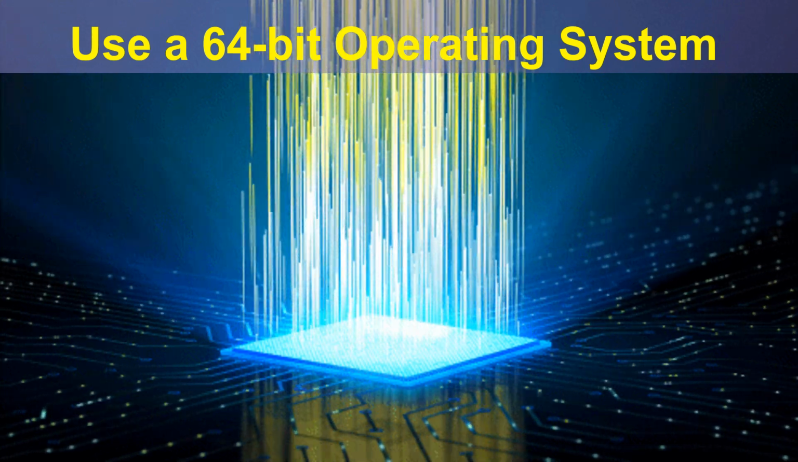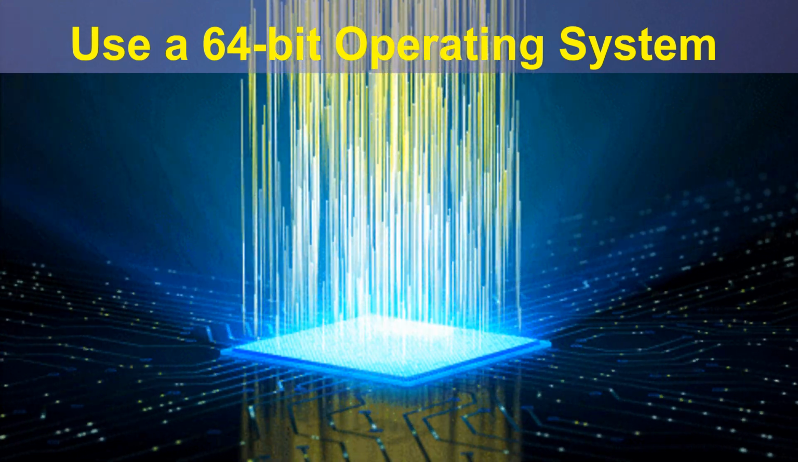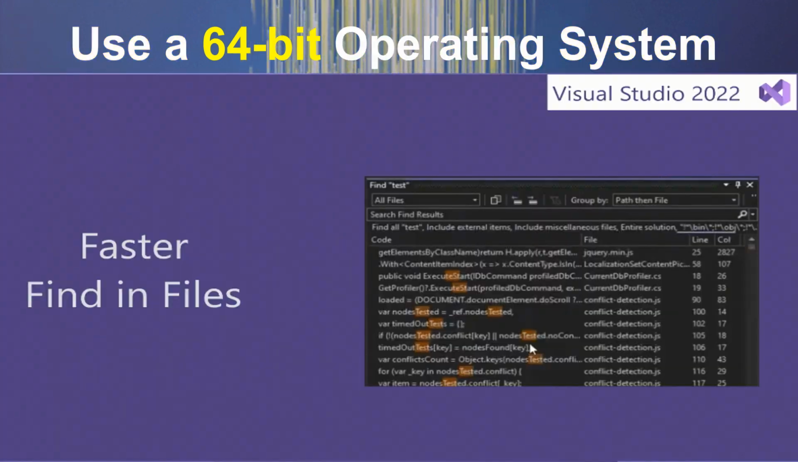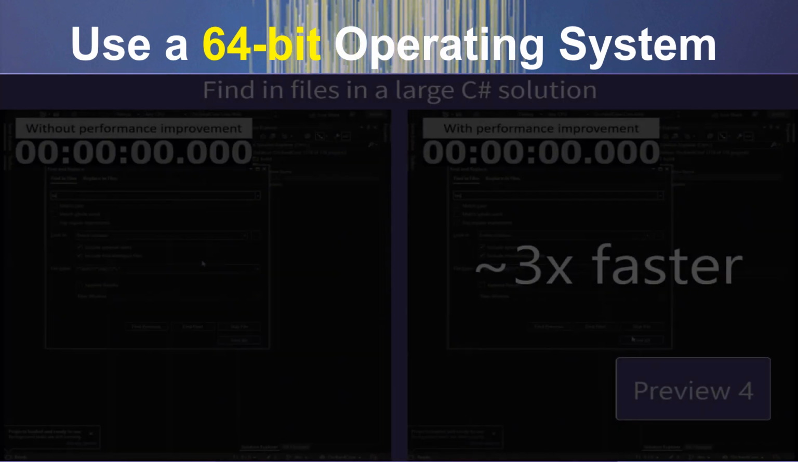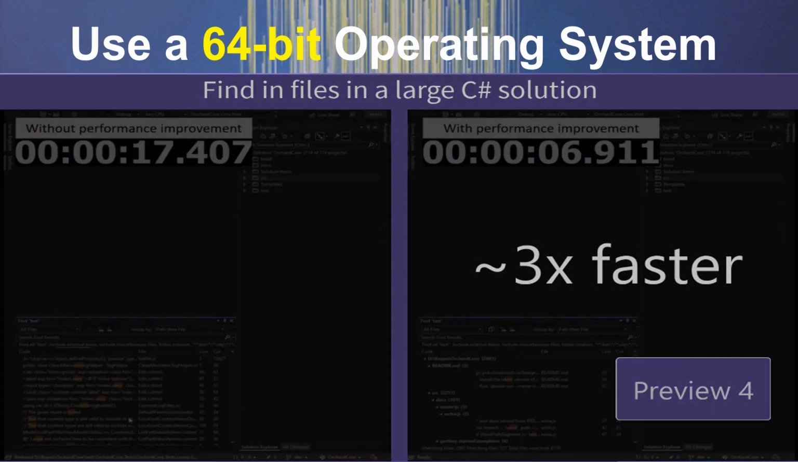Upgrading your operating system from a 32-bit version of Windows to a 64-bit version results in the expanded amount of virtual memory available to Visual Studio. You can open, edit, run, and debug even the biggest and most complex solutions without running out of memory.